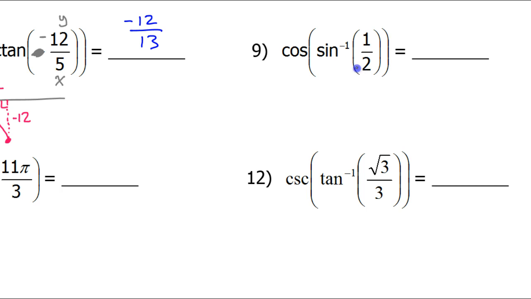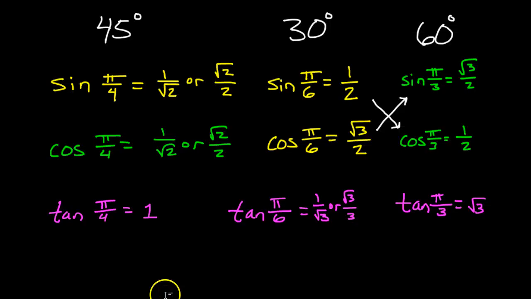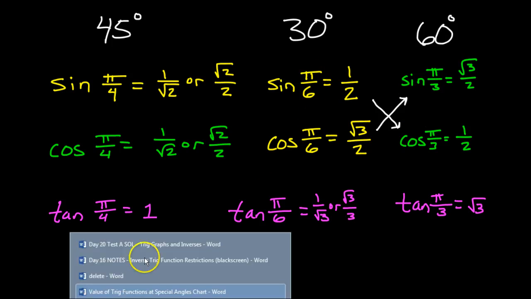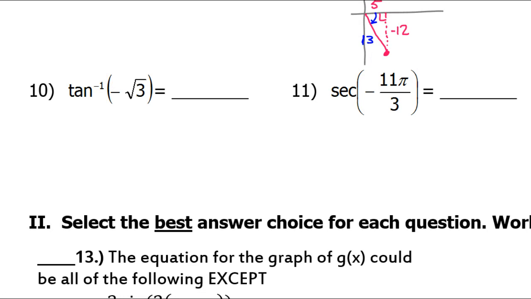The inverse sine of 1/2. This is the angle whose sine is 1/2. We have memorized that that is pi over 6. All right, that's just right off the chart. So now I want the cosine of that angle. But the cosine of pi over 6 is radical 3 over 2. Again, that's just a value that we memorized off of the chart. Both of those values were just right off the chart right here. So that's number 9.